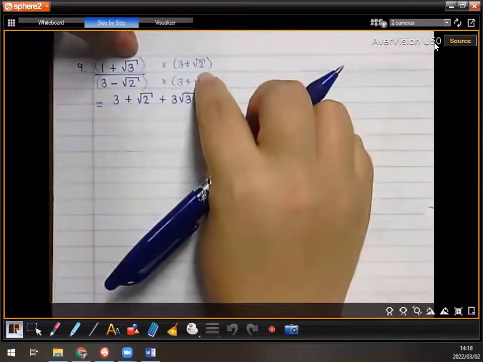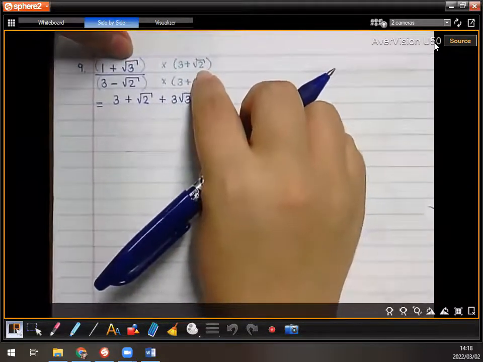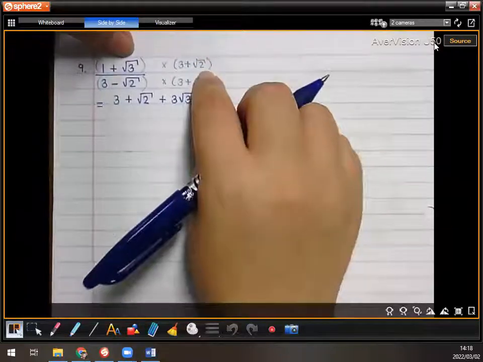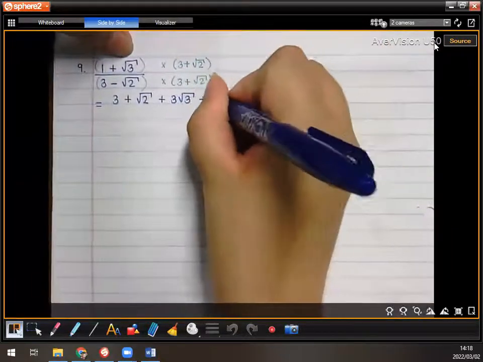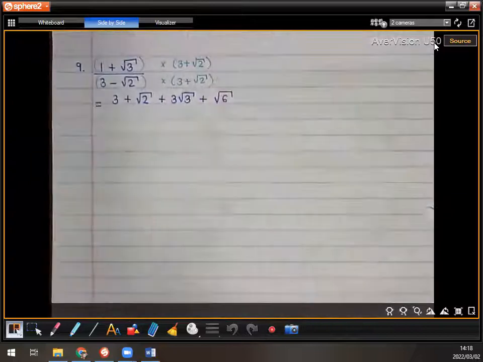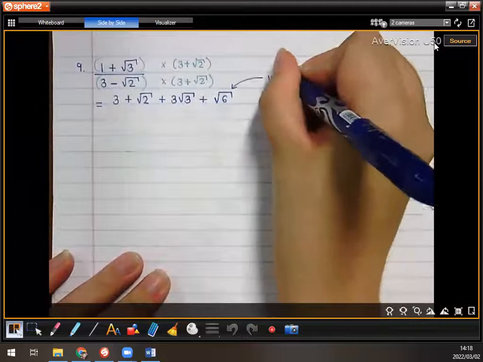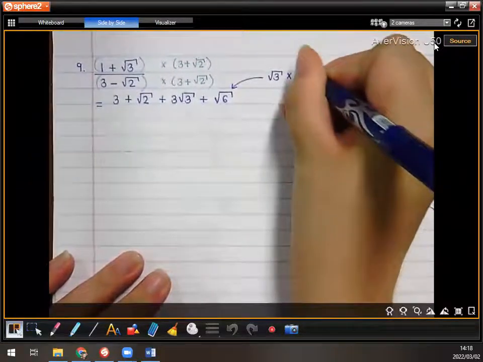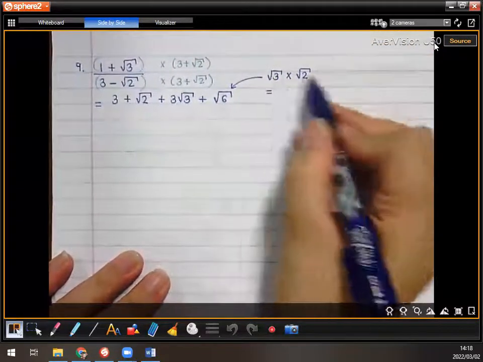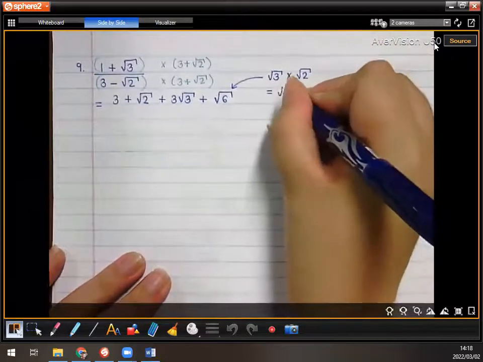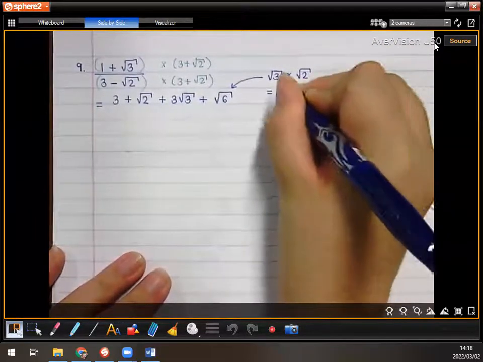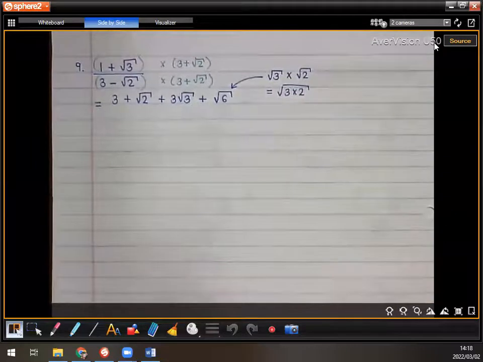And now for the last one, it's not the same as in the other questions. It's root 3 times root 2, and that is actually root 6. If you have root 3 times root 2, because they have the same surd, you can put that together under one square root and multiply those numbers together. You can't do that if it was a plus. It's only when it's times. So that's where that root 6 comes from.